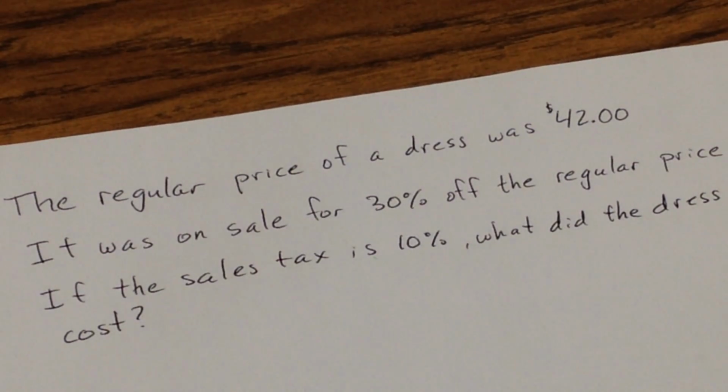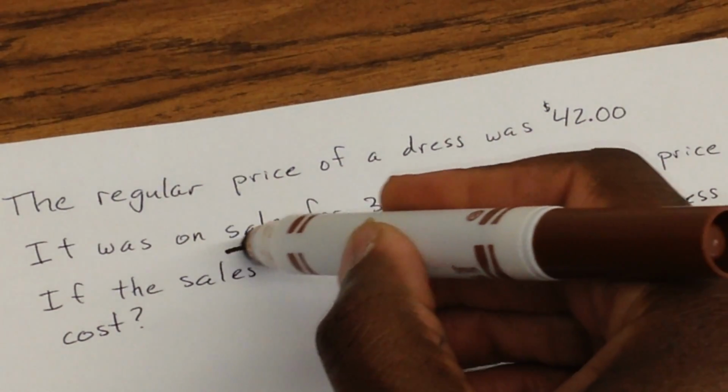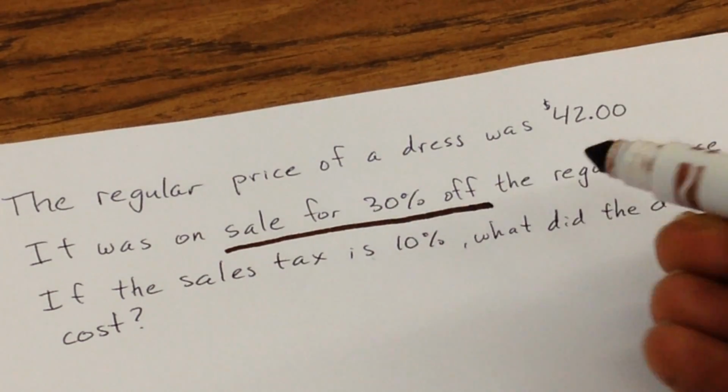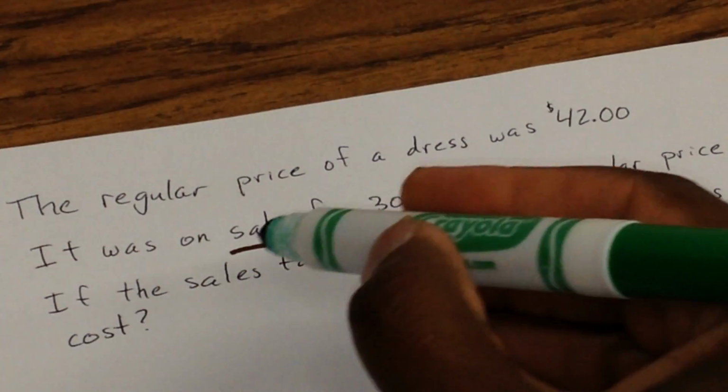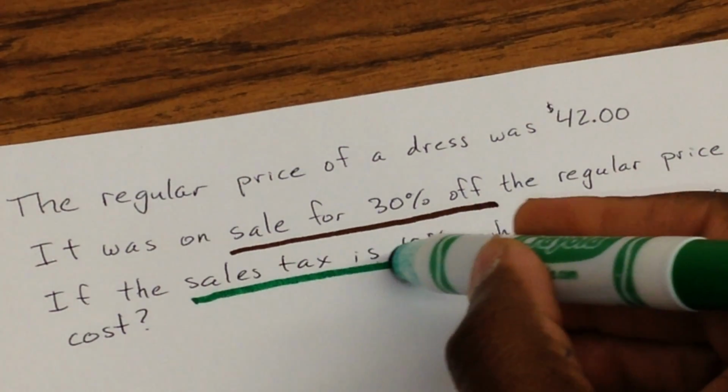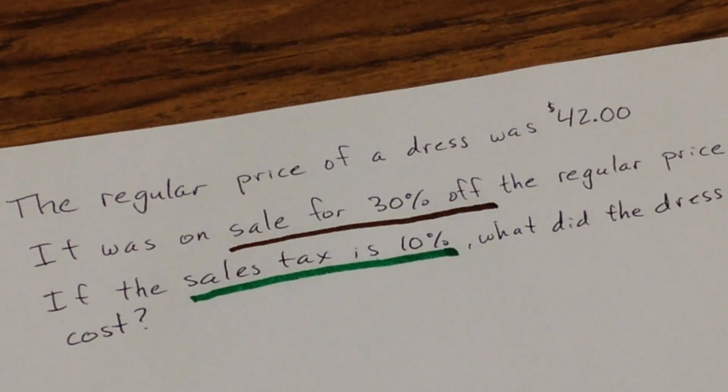Well, one thing we know is that it was on sale and the sale is 30% off of the regular price. So we're going to have to take off 30%. We'll find out how much that is. And then after that, we're going to get the sales tax. And that sales tax is 10%. Okay, so let's first start by finding the sales price.